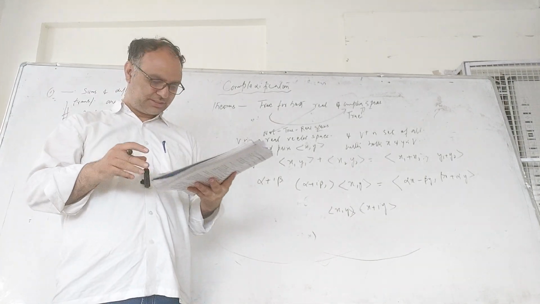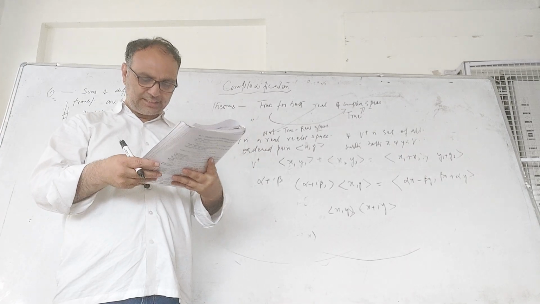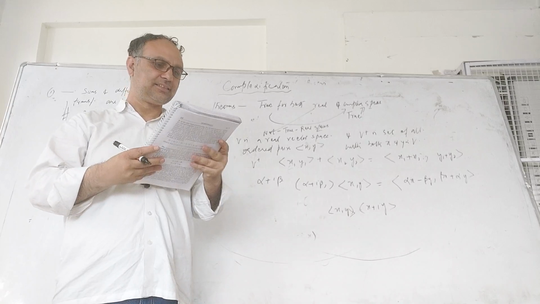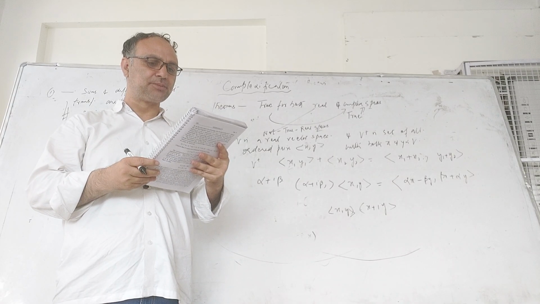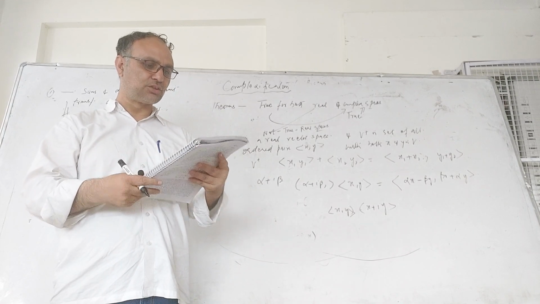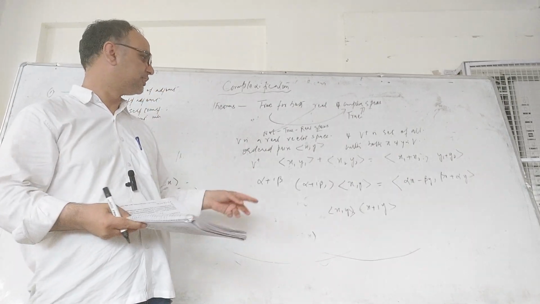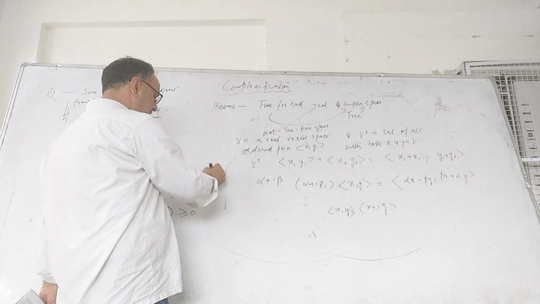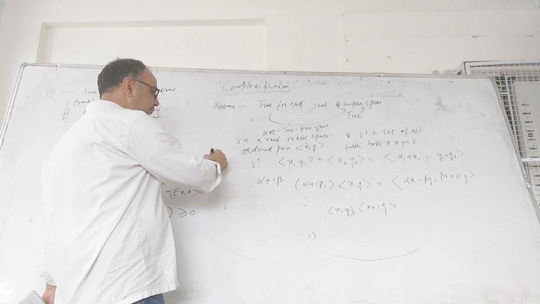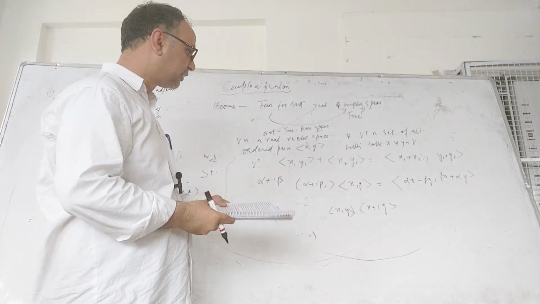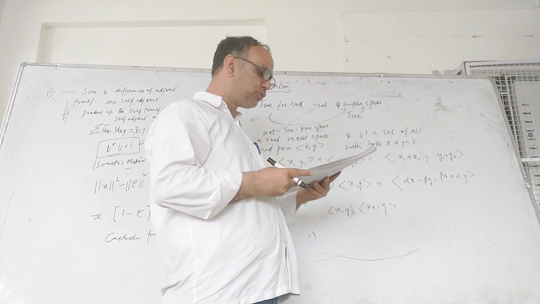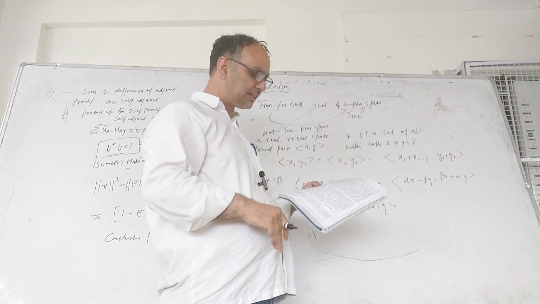A straightforward and slightly laborious computation shows that the set V plus becomes a complex vector space with respect to these definitions of linear operations. So it's an exercise. Just do it. So this is a complex vector space, if we have linearity.